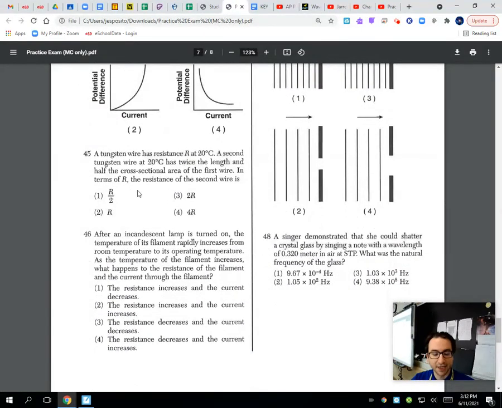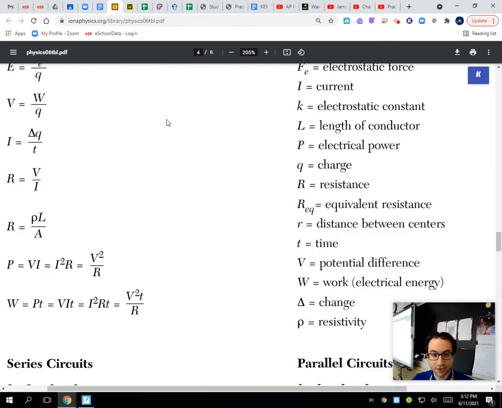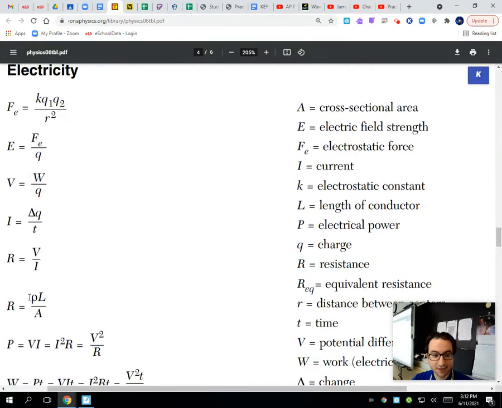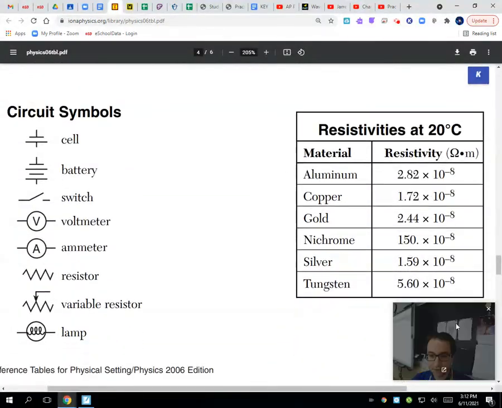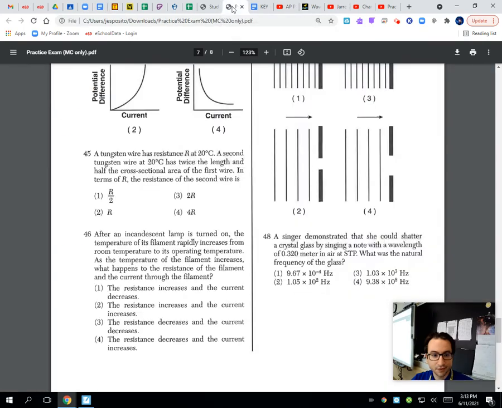Number 45, again, we're addressing the resistance of a wire at a constant temperature. So we see yet again the clue, temperature constant, we're dealing with resistance. It's tungsten, so we can go and look at the resistivity value. That's this Greek letter rho. For tungsten, it's this value. We would multiply that by the length of the wire and divide out the cross-sectional area.